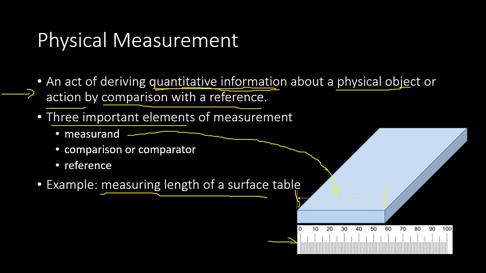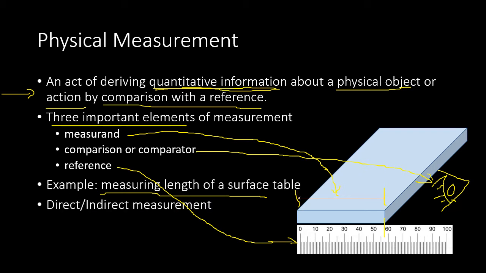The length of the surface table becomes the measurand, and as we are comparing the unknown length of the surface table with the values on the scale, the scale becomes the reference, and then we compare this using our eye. So our eye becomes the comparator. Okay. So I hope you have understood the three elements in a measurement.